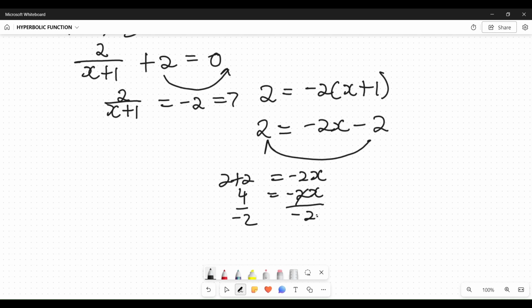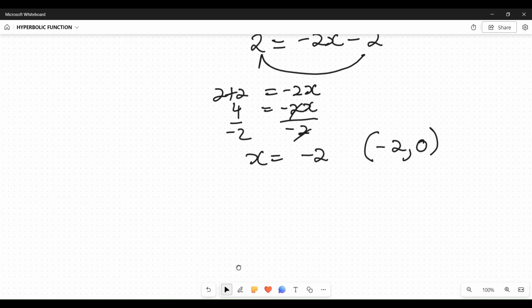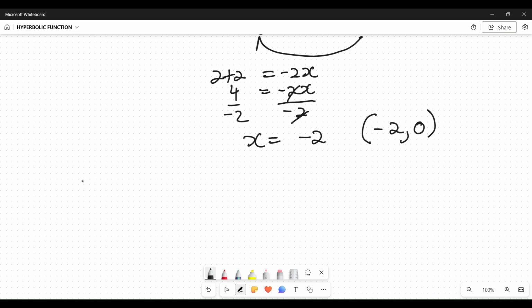Negative 2. Then x will be equals to what? Negative 2. So now in the coordinate form, our x-intercept is negative 2 and 0. So now let's determine our y-intercept.